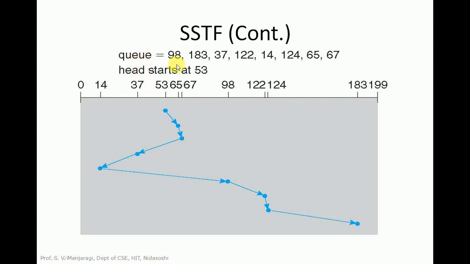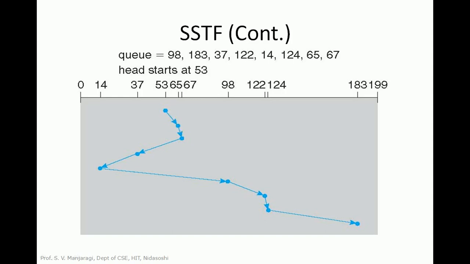Now let us take an example for the head movement of 236 cylinders. It's a queue containing different IO requests and the starting position for the head is 53. Now let us see how the requests are served in case of SSTF with the starting head position as 53. From the current head position, we have to consider the request with minimum seek time. From 53, the next smallest seek time is 65. So from 53, the head will move to 65.